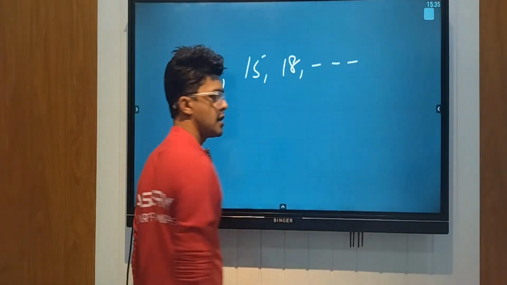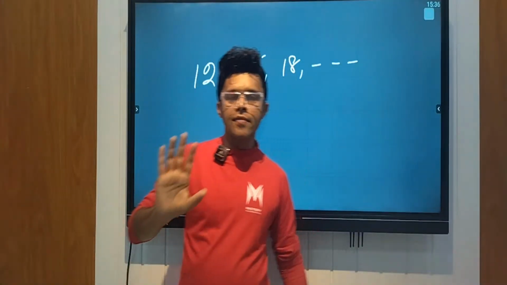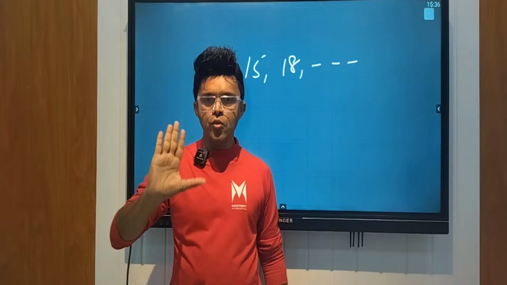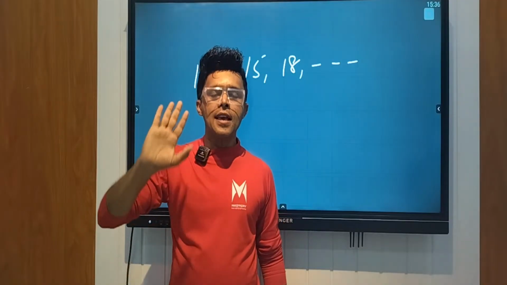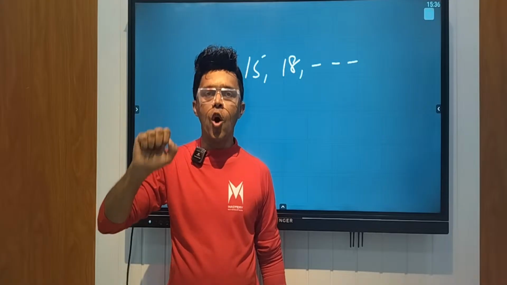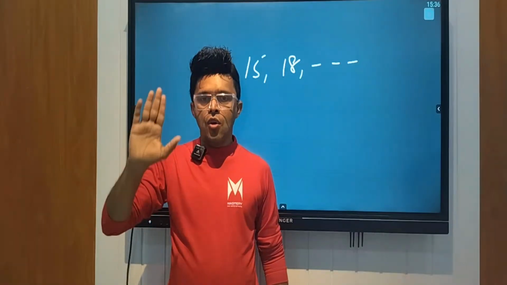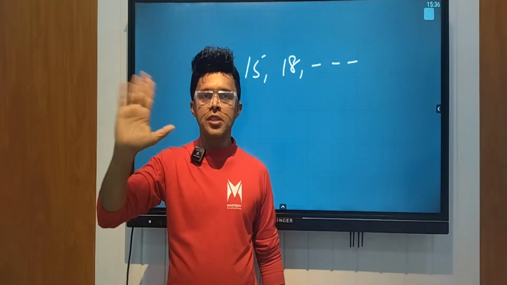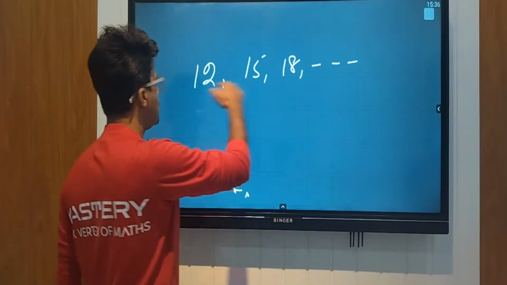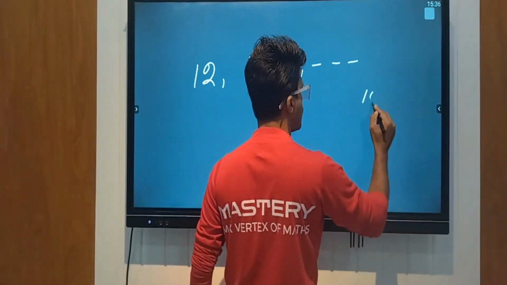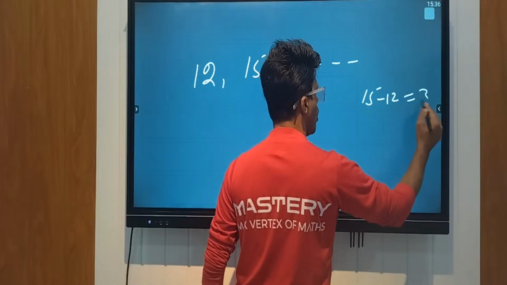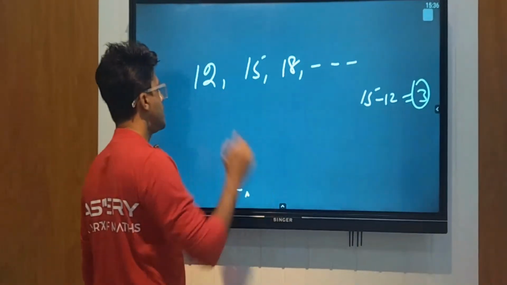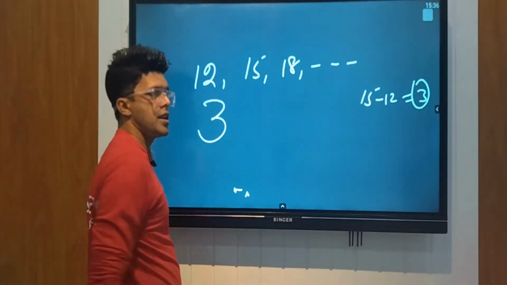Wait. This one: 12, 15, 18. How could we write the general term? When we calculate the general term, what do we do? We think of the common difference first. What is the common difference here? Yes, 15 minus 12 is 3. The common difference is 3 here.